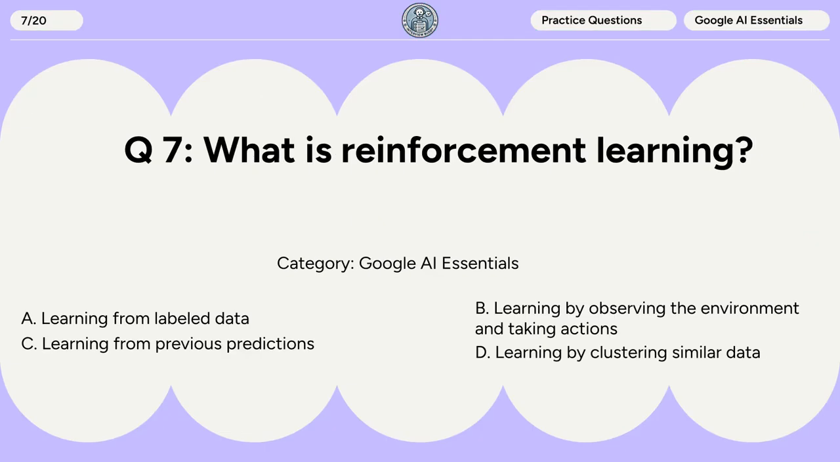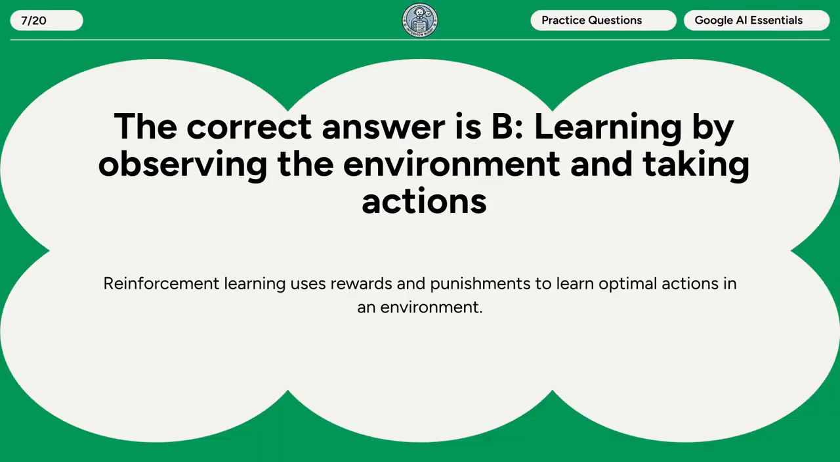Question 7. What is reinforcement learning? A. Learning from labeled data. B. Learning by observing the environment and taking actions. C. Learning from previous predictions. D. Learning by clustering similar data. The correct answer is B. Learning by observing the environment and taking actions. Reinforcement learning uses rewards and punishments to learn optimal actions in an environment.